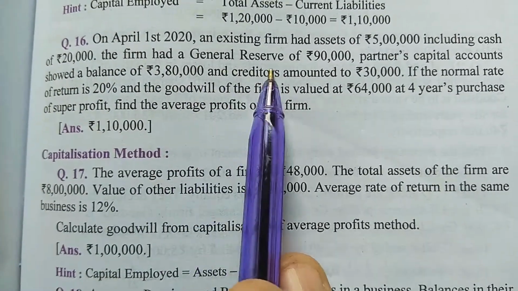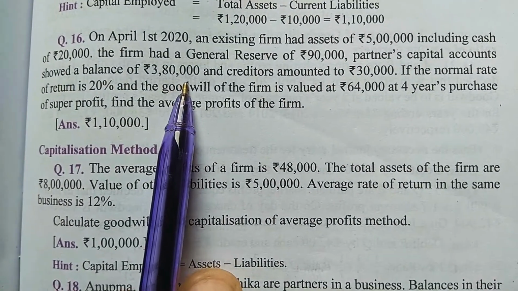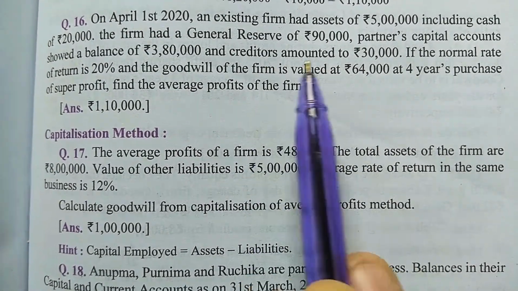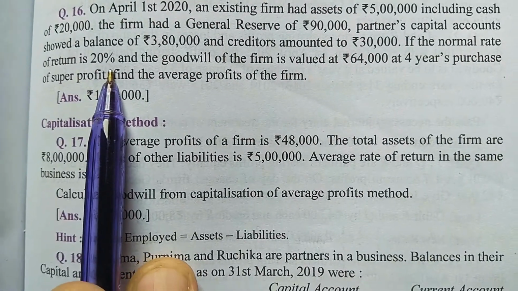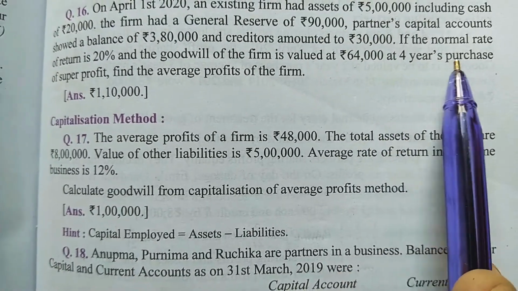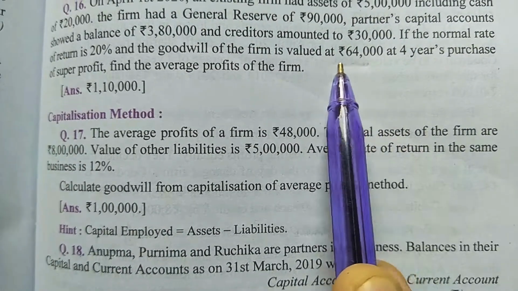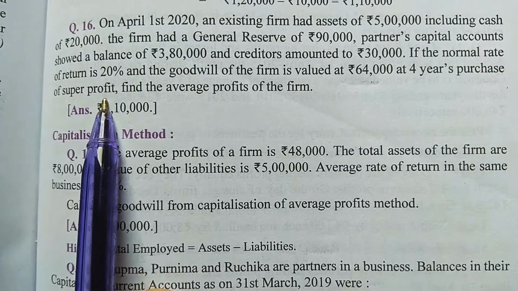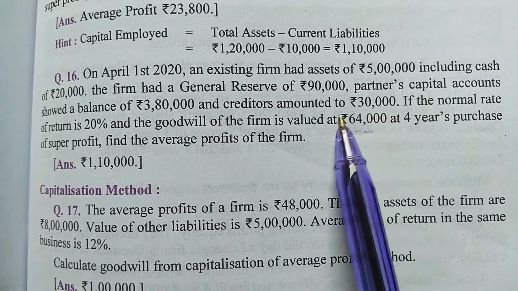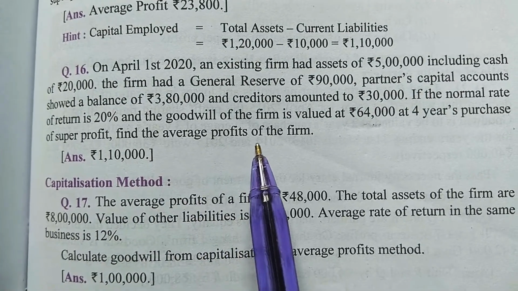The firm had a general reserve of rupees 90,000. Partners' capital accounts show a balance of rupees 3,80,000 and creditors amounting to rupees 30,000. Creditors is an external liability. If the normal rate of return is 20% and the goodwill of the firm is valued at rupees 64,000 at 4 years' purchase of super profit. In this question, the value of goodwill is given, and this is the 4-year purchase of super profit. That means this is the goodwill calculated using the super profit method. Find the average profit of the firm.